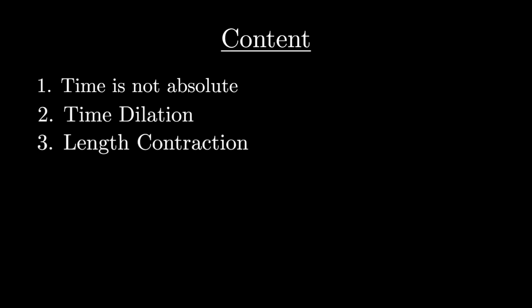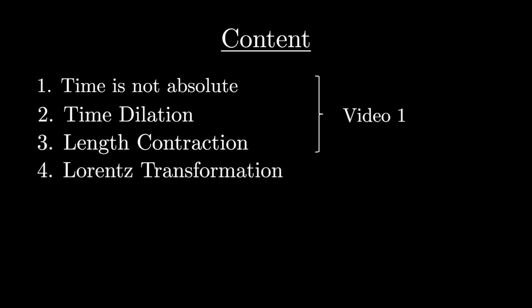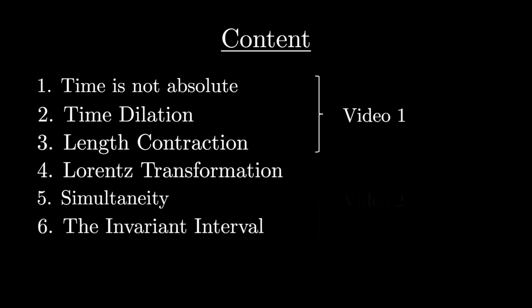We will first understand why time cannot be absolute, after which we will see how time dilation and length contraction, probably the two most famous aspects of special relativity, arise from our assumptions. That will be the first video. The next video will then build upon the results of this video to derive the Lorentz transformation, how the concept of simultaneity is frame dependent, and lastly, we will understand the invariant interval, which is also closely related to the Minkowski metric.